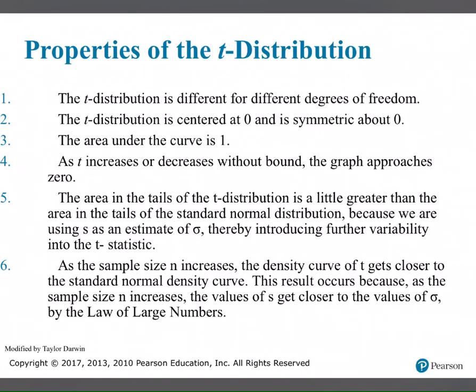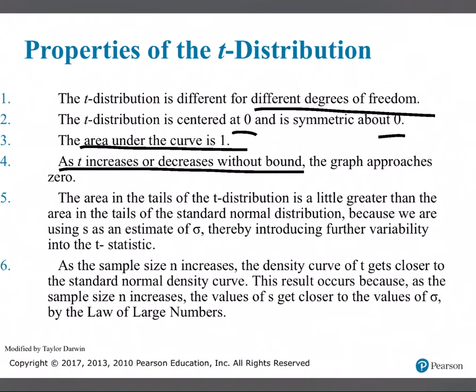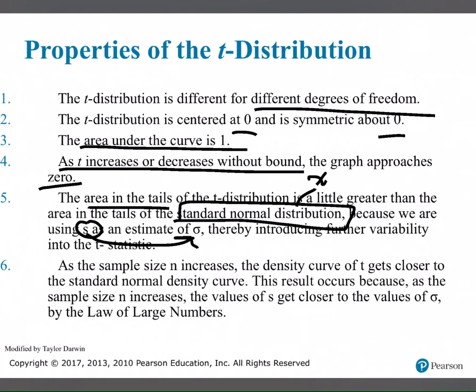T distribution is different for different degrees of freedom. It's centered at 0 and symmetric about 0. The area is still 1. As T increases or decreases without bound, the graph approaches 0. The area in the tails of the T distribution is a little greater than the areas of the tails of the standard normal distribution. Whenever you see standard normal, it's just talking about your Z. Because we are using S as an estimate of sigma, thereby introducing further variability into the T statistic.